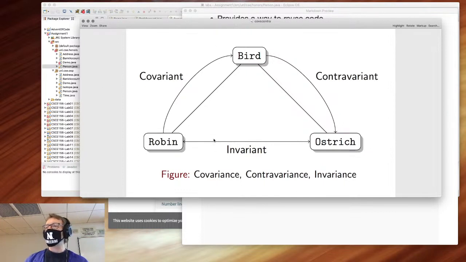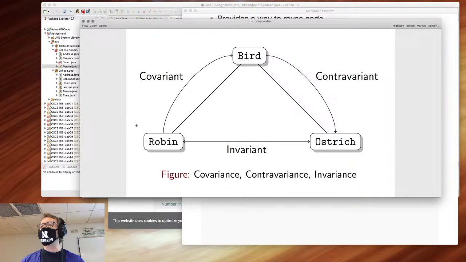It might be the case that this bird that I've got in my hand right now is an ostrich, and so I can treat it like an ostrich. That's not necessarily safe, though, and that's why we call it contravariance. Now, is it ever safe to treat a robin like an ostrich? Or an ostrich like a robin? No, because again, that tastiness comes in.